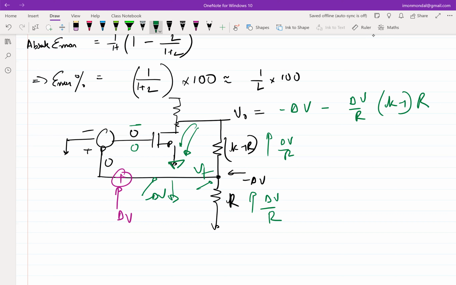Like we are applying delta V, so how come we have directly considered this minus? I'll come back to you. There was a question. Yes.